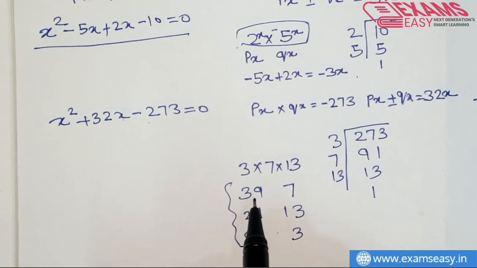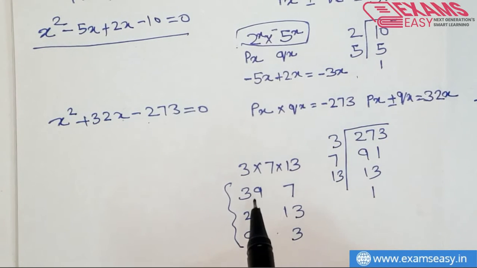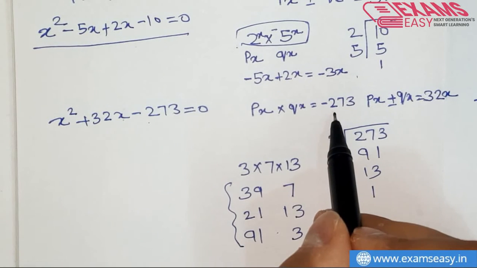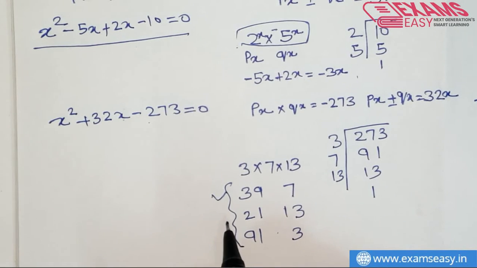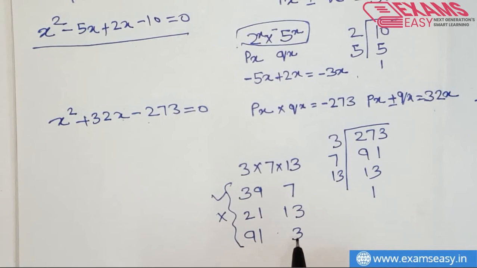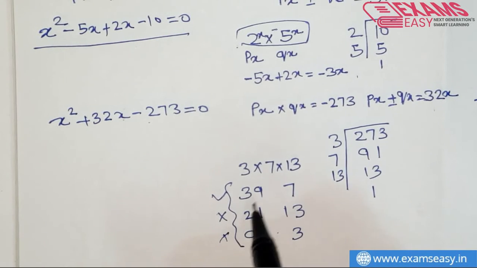So 39 minus 7 will give us 32x, and 39 into 7 obviously will give us 273. So this may be the possible combination, but 21 minus or plus 13 will not give us 32, so this is not a valid combination. 91 plus or minus 3 will never give us 32x, so this will never be possible. So the only possibility is 39 and 7.